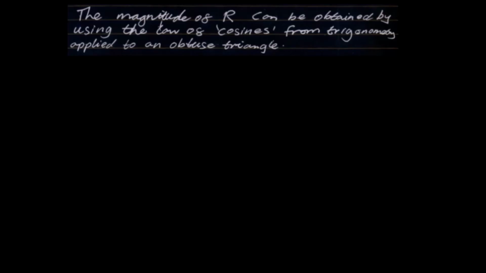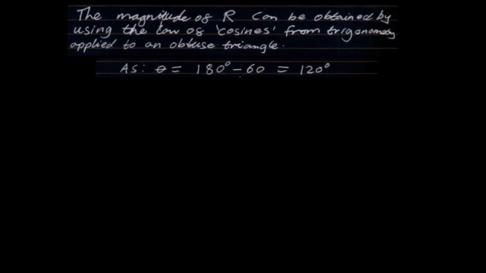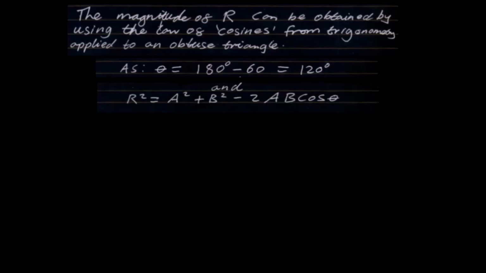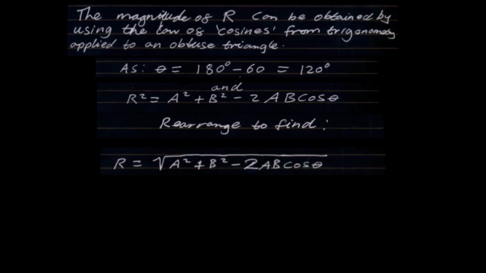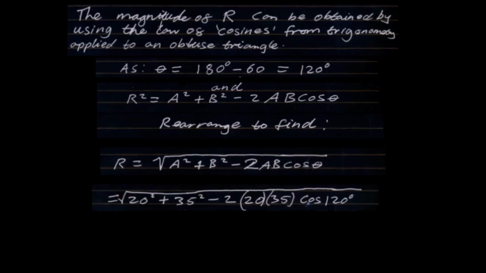What will theta be in this case? Well, theta will be 180, essentially a straight line, minus the 60-degree angle that we have given to us, to give us 120 degrees. Applying the law of cosines, r squared will equal a squared plus b squared minus 2ab cos theta. We do need to rearrange this, or rather root it, so that r will be the square root of this. Substitute our values in, of which we have them all, and we should end up with 48.2 kilometers.